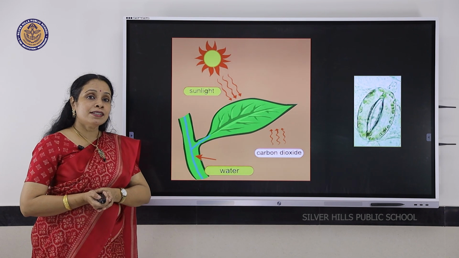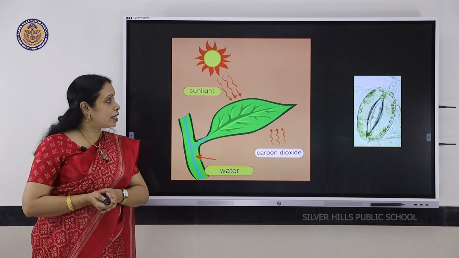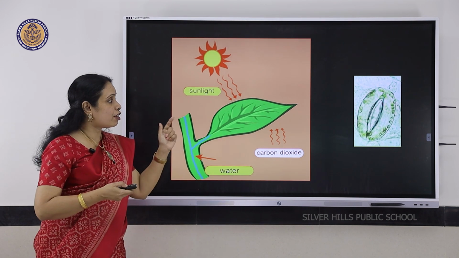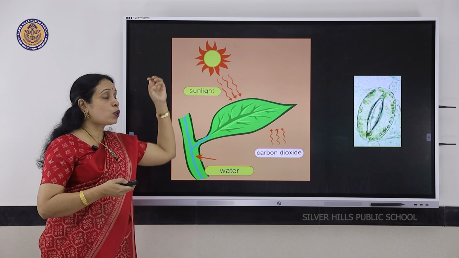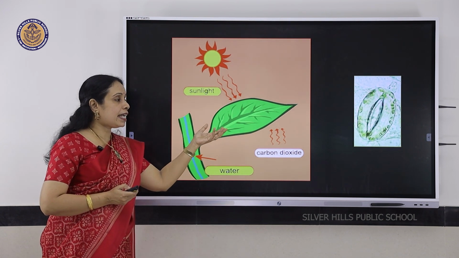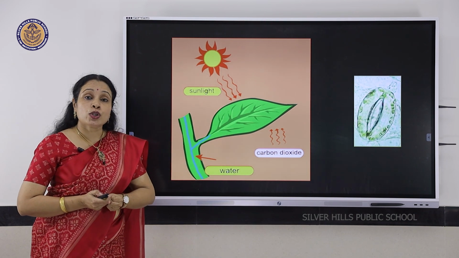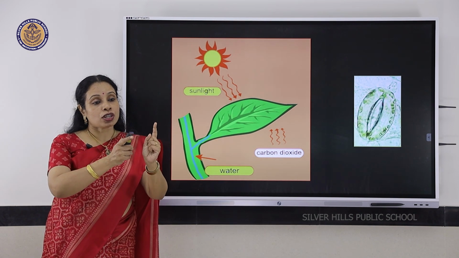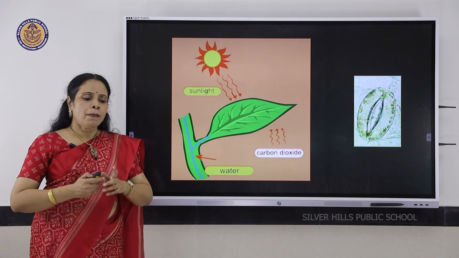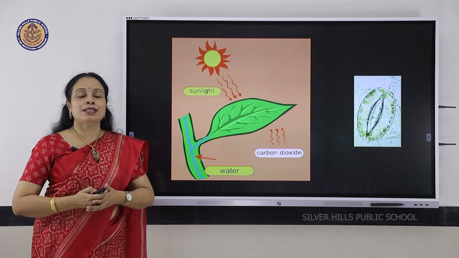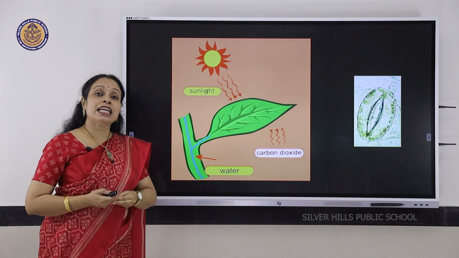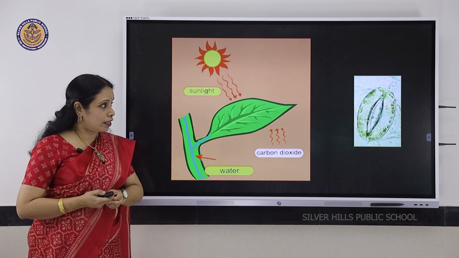So, in plants, respiration happens through the stomata, those pores on the ventral side of the leaf. I told you during the time of photosynthesis, the leaf will be taking up carbon dioxide because it wants to convert that carbon dioxide into sugar. But just the reverse happens during respiration. Then the stomata, those openings, will be taking up oxygen.